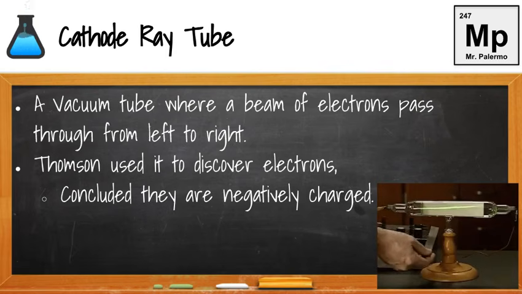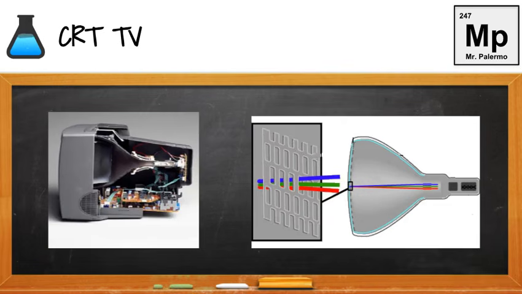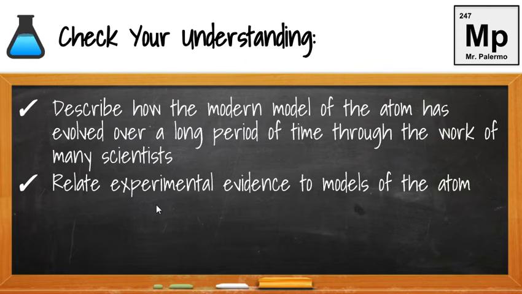And this is actually the way that the old school TVs work, like the one that we have hanging in the classroom. They use a cathode ray tube here, and essentially there's a magnet going around it, and the magnet is going to deflect that beam of electrons into certain parts of the fluorescent screen on the front, giving us our image. So let's check your understanding. Can you describe the modern model of the atom and how it has evolved over time through the work of these many scientists? And can you relate experimental evidence to the models of the atom?